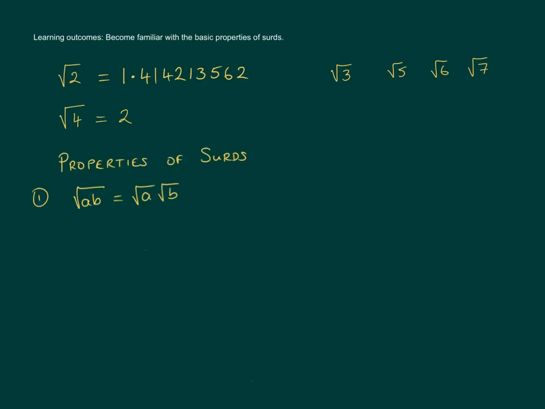So let's look at some of the basic properties of surds. So the square root of a times b is the same as the square root of a times the square root of b. As an example, let's take the square root of 36. We know the square root of 36 is 6, but we also know that 36 is 4 multiplied by 9. So let's take the square root of 4 multiplied by the square root of 9. We know that the square root of 4 is 2. We know that the square root of 9 is 3. And 2 by 3 is also 6. So what we've shown there is the square root of 4 multiplied by 9, which we know is 6, is the same as the square root of 4 multiplied by the square root of 9.